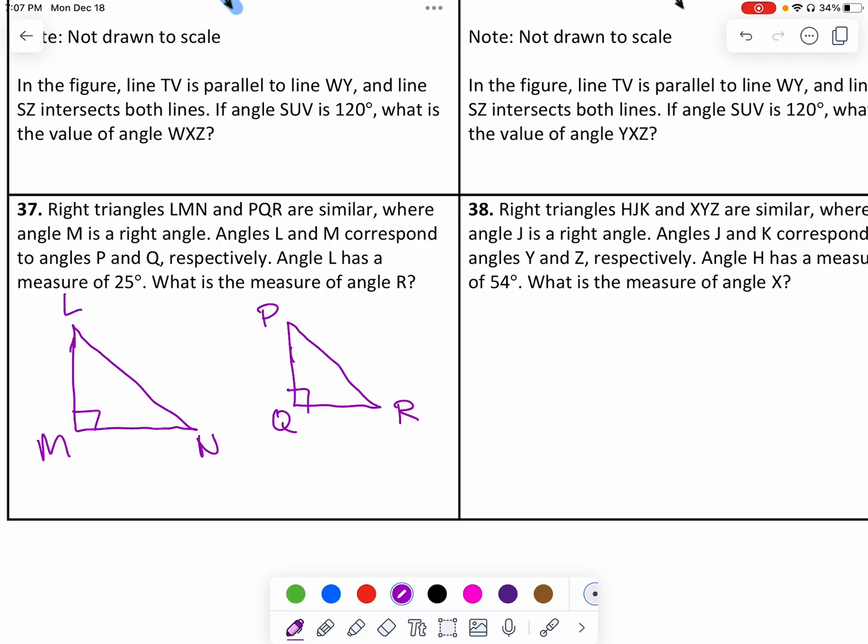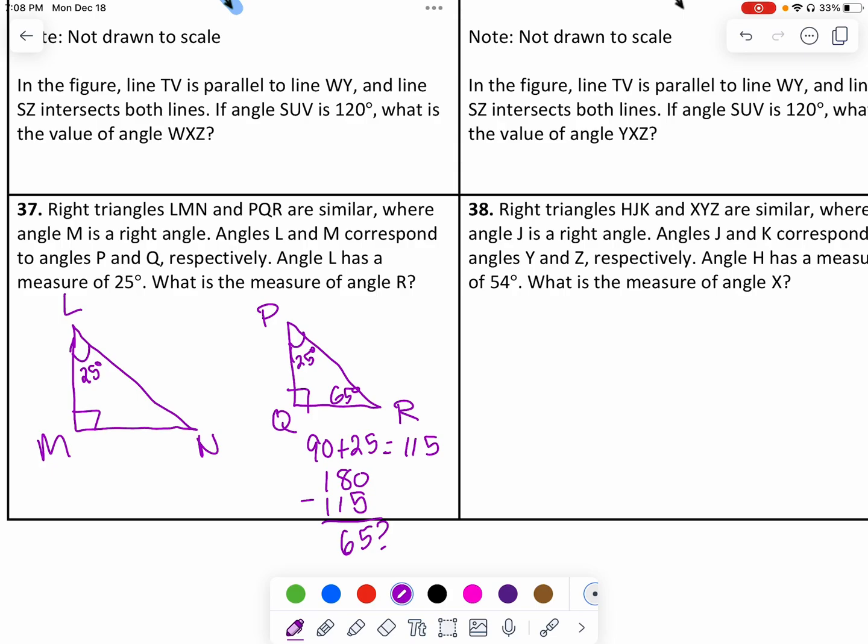Angle L has a measure of 25 degrees. Because these two triangles are similar, this one must also be 25 degrees. And I know that a right angle is 90. So I'm going to add those two up and subtract from 180. 90 plus 25 gives me 115. 180 minus 115 is 65, I think. Is it 55? I think it's 65.